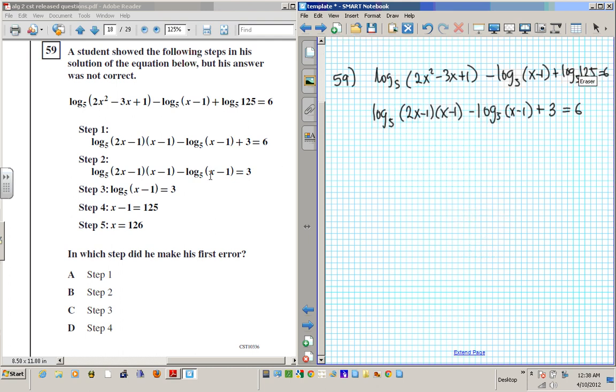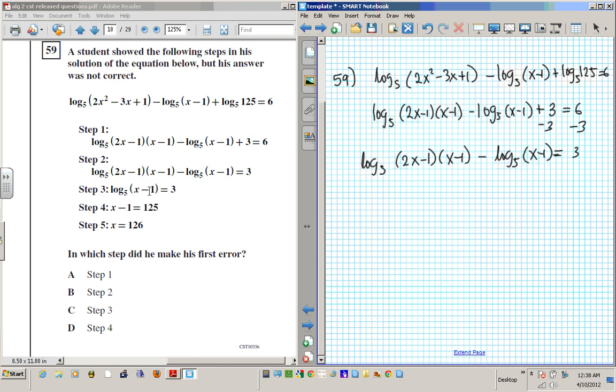what did he do? He subtracted 3 from both sides, which is fine. If you subtract 3 from both sides, you have the same thing: log base 5 of 2x minus 1 times x minus 1, minus log base 5 of x minus 1 equals 6 minus 3, which is 3. Good. Now what did he do next?